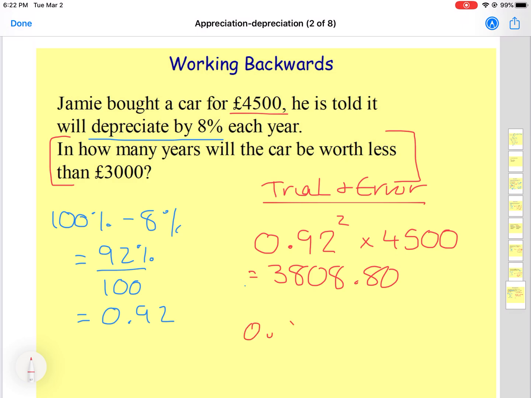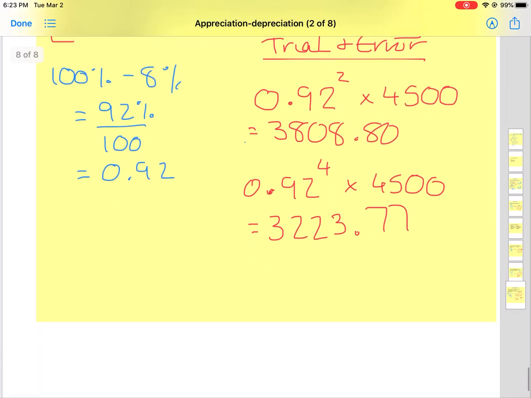Alright, let's try, it's not far off, so let's not go too much higher, let's go for 4 years. Now you can feel free to work your way through, try 3, try 4, try 5. But I would try and skip through a few of them if you can. So 0.92 power of 4 times 4500 gives me 3,223.77. So we're still not there with 4 years.